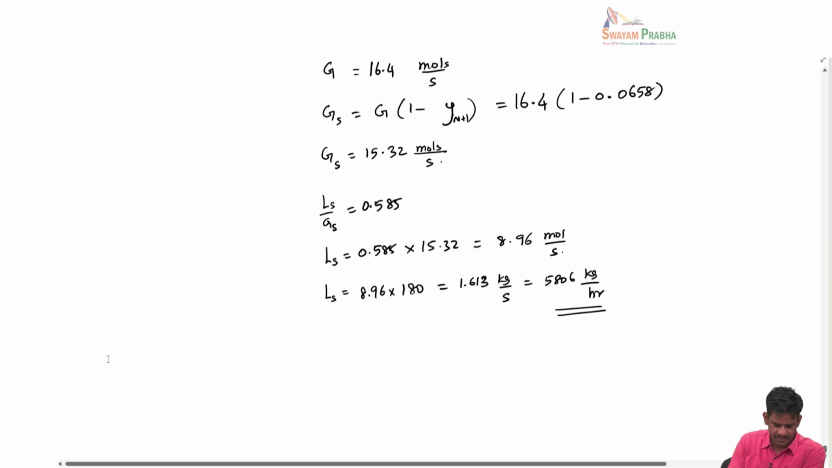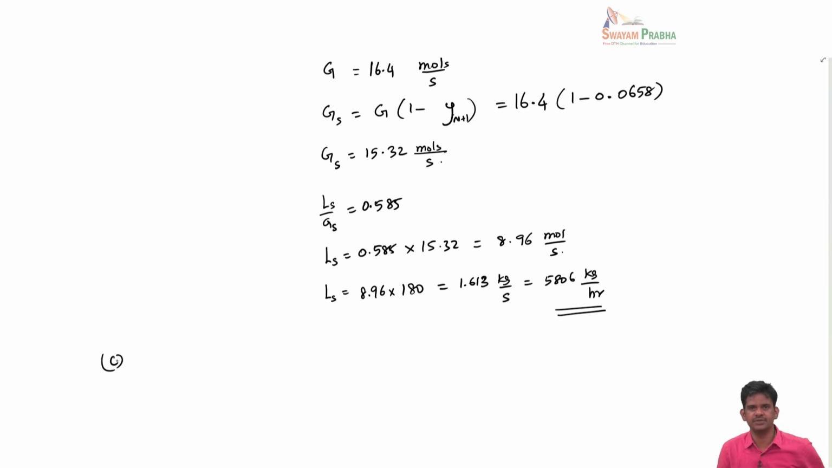So part C is to find out the number of theoretical stages. Part A and part B are straightforward. Part C is to find the number of theoretical stages from a numerical point of view as well as from a graphical point of view. So first we will do it analytically.